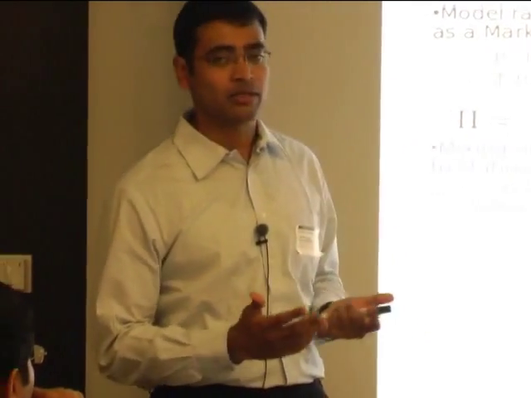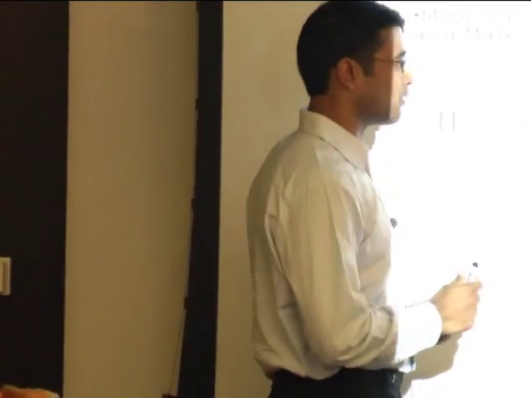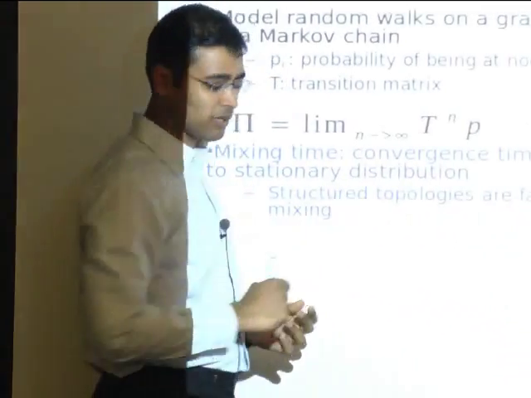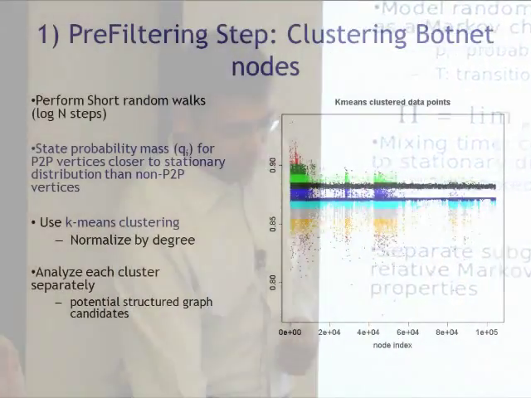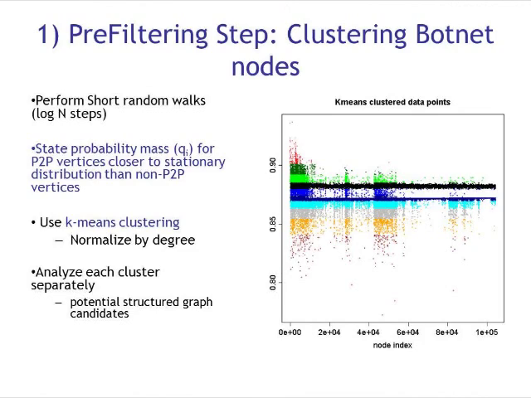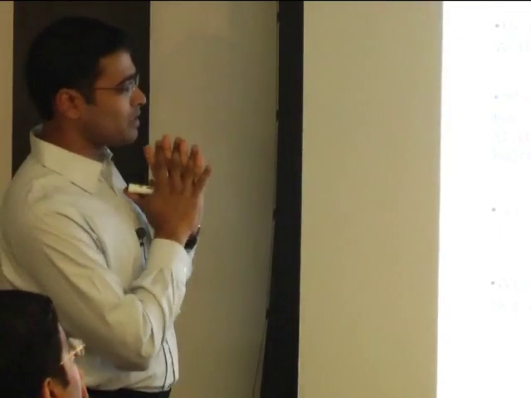So you can study topologies using random walks. In other words, you have got a graph, you can study it using this equation. Okay, so what do we do? We have got a big graph. Our approach is the following.